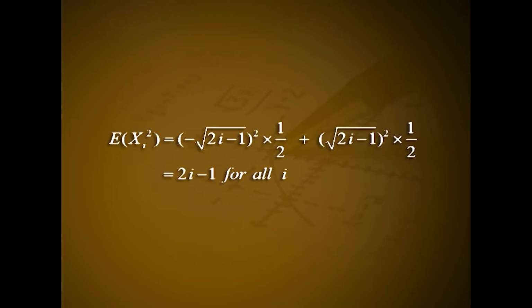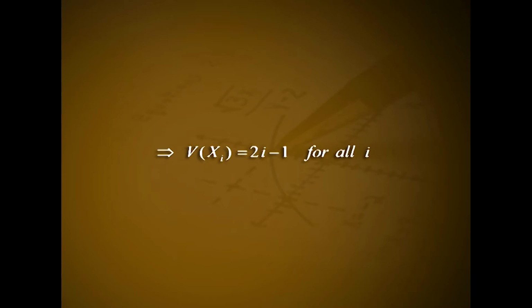Expectation of xi square equal to minus square root of 2i minus 1 the whole square into 1 by 2 plus square root of 2i minus 1 the whole square into 1 by 2, that is equal to 2i minus 1 for all i. This implies variance of xi equal to 2i minus 1 for all i.